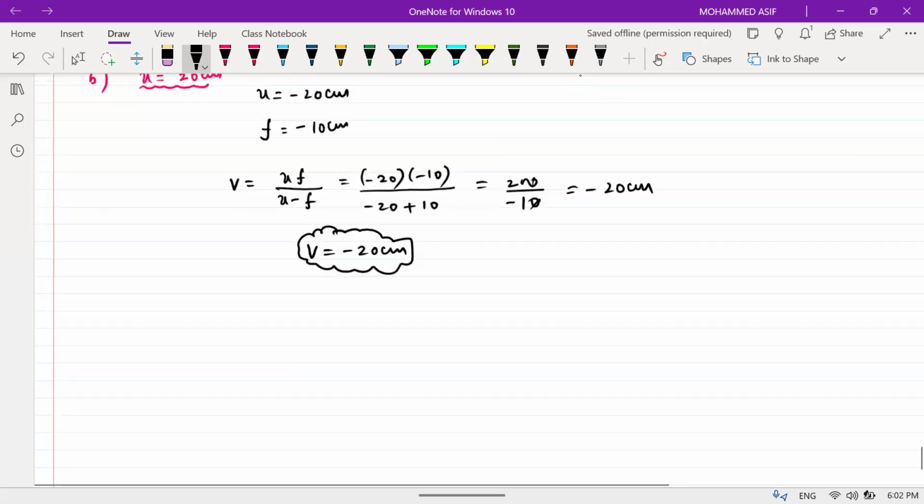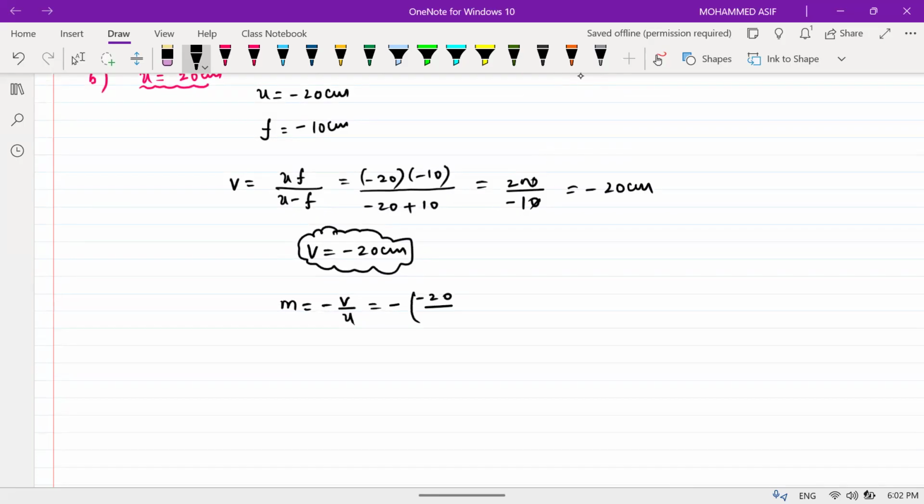Okay? For this object distance, what will the magnification be? M is equal to minus V by U, that is equal to minus, this is -20 and this is -20, this will get cancelled, giving -1. So the magnification is -1. Very good. What will the nature be now? Tell me the nature of the image formed. Obviously it will be real, since it is on the same side, and it is inverted.